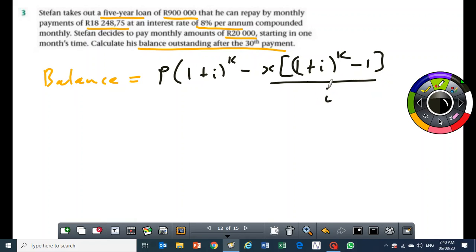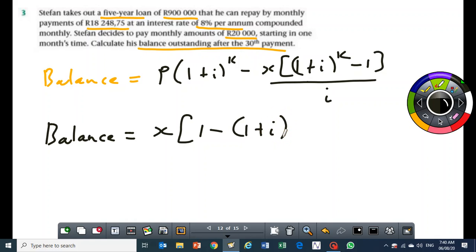The second one, we use the present value to calculate the balance outstanding. But here, our number of payments is going to be N minus K. So we are starting from where a person stopped up to the end. Okay, so we get N minus K all over I.